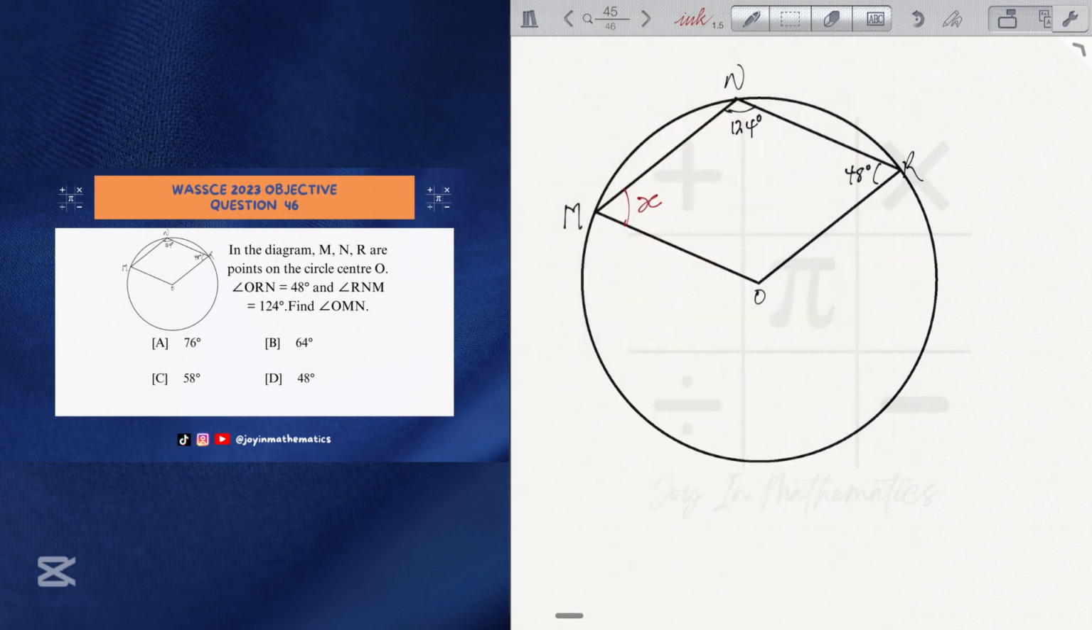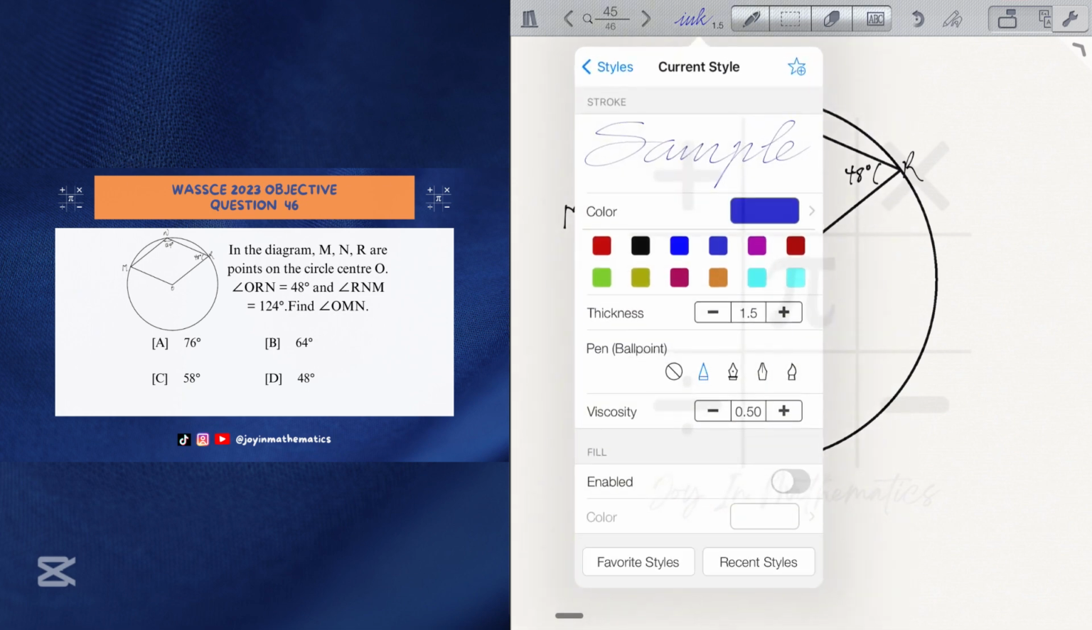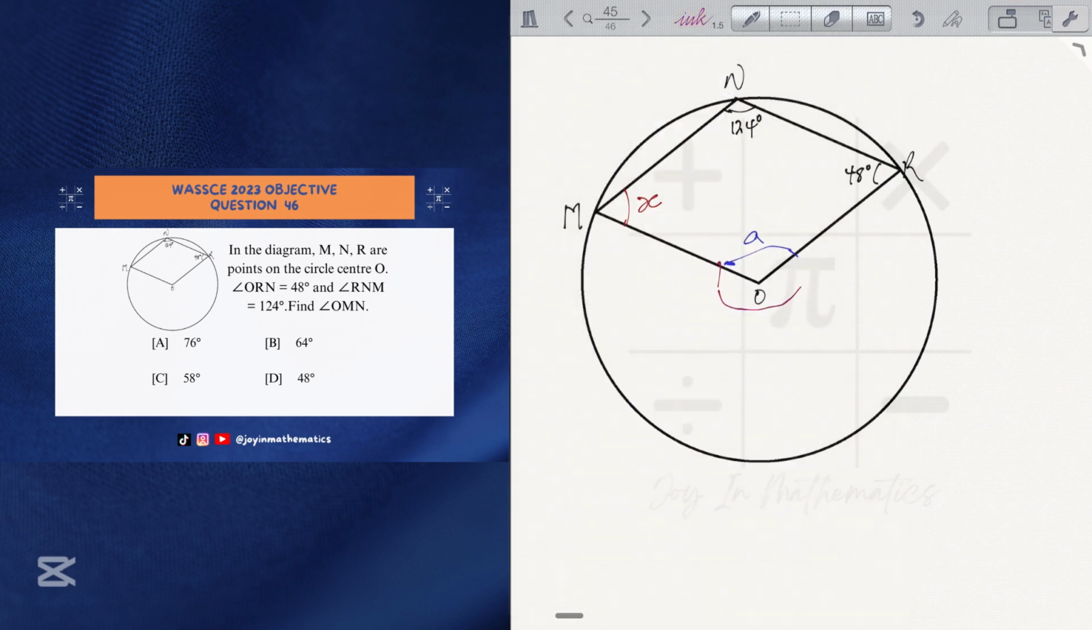Now, how do we solve this? To solve for this angle, we have to know this other angle, so that we can use the sum of angles in a quadrilateral. Let's call this one A for ease of understanding. Now, how do we get A? To get A, we have to know what the value of this angle is, so we have to know what B is. That's because we understand that A plus B is going to be equal to 360 degrees, angles at a point.